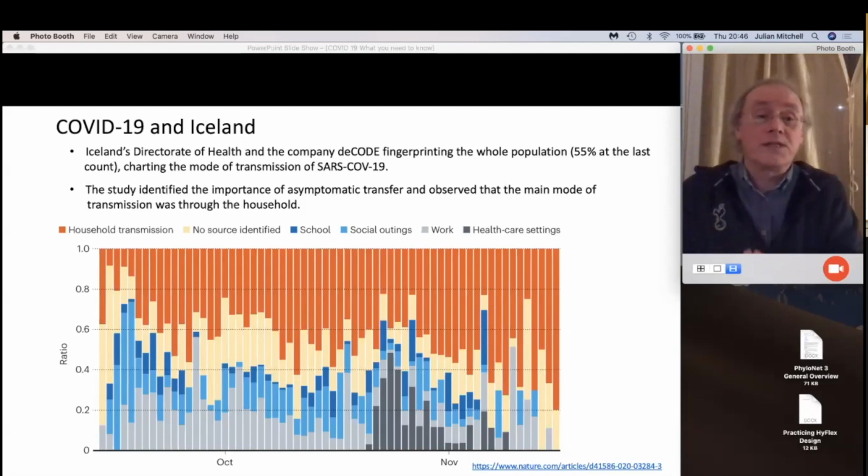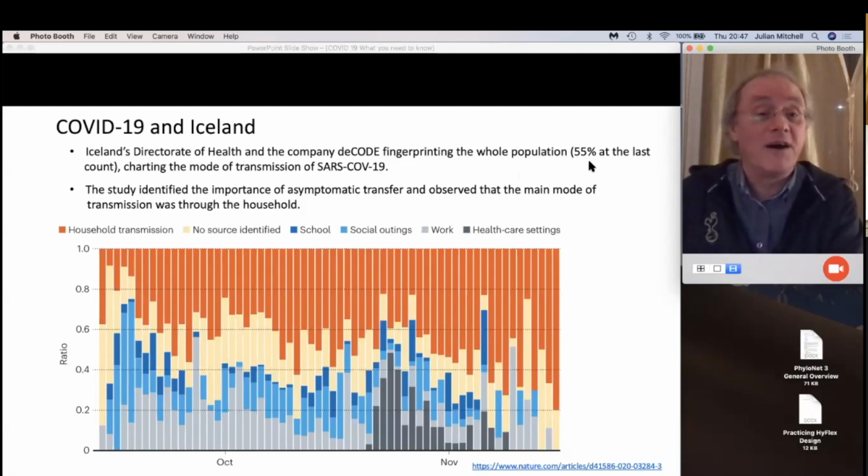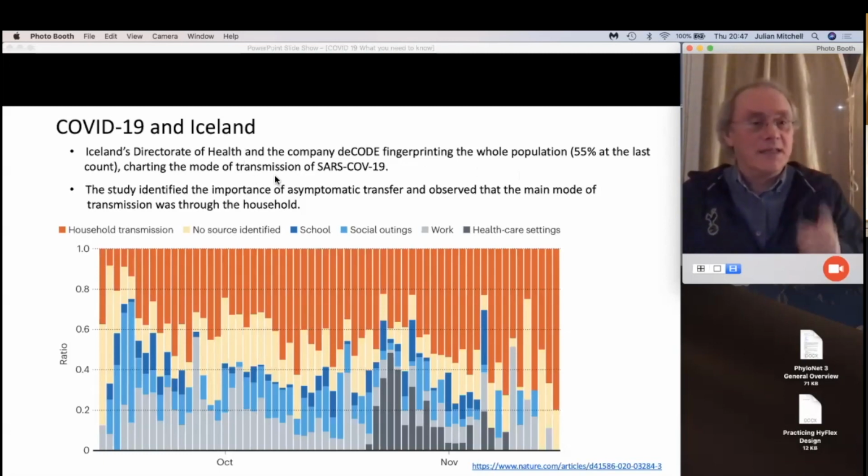Okay, so there was a director of a biotech company called Decode, and he went along to the Directorate of Health and said, I can help you here. They got all the universities in Iceland together, all sequencing and screening people. At the present moment, they've screened 55% of the population. Now, what they did was that they didn't just target severely ill people or mildly ill people, as we did in this country. They targeted everyone.